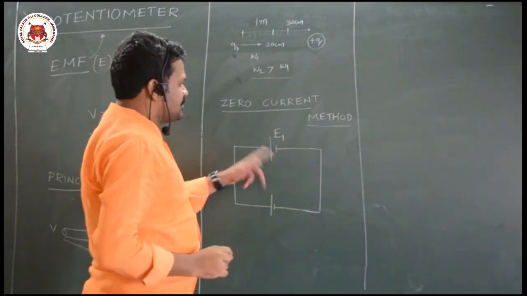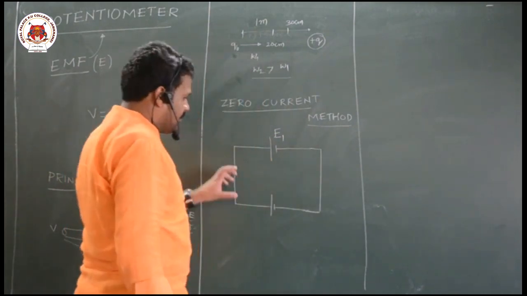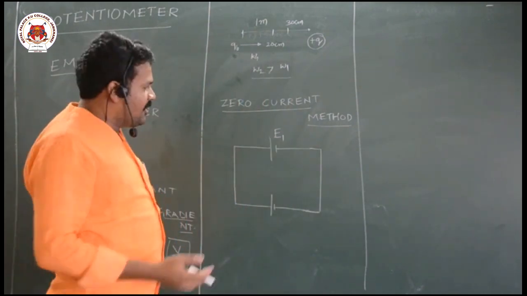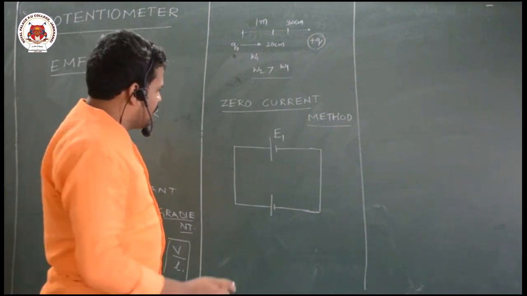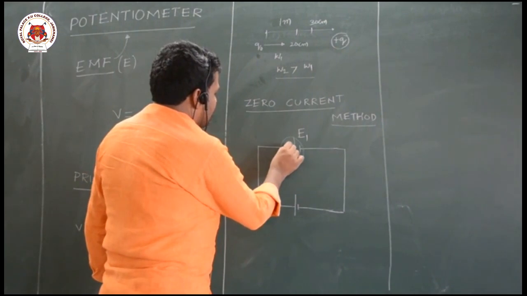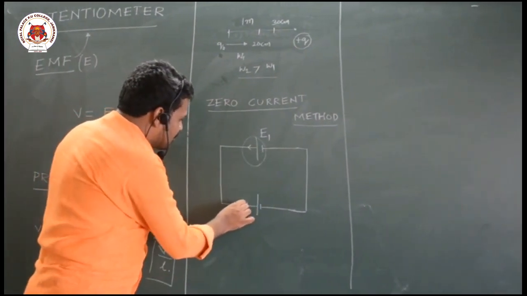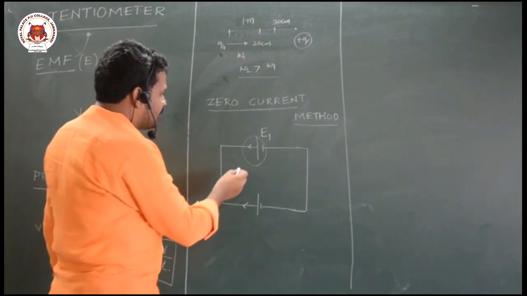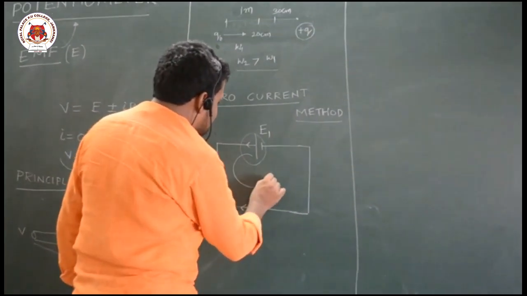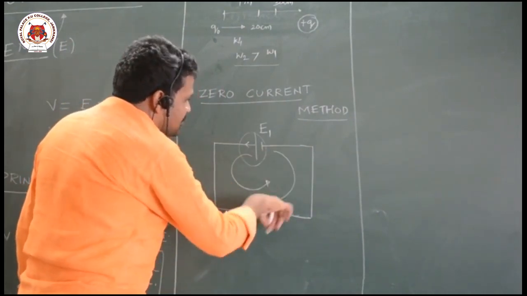The current in this circuit, I am measuring it by using a galvanometer. In this I fixed one galvanometer and I am measuring the current. Now if you see this cell, current from this cell will come in this direction. Current from this cell also will come in this direction. So one current from the first cell is in clockwise direction. The current from the second cell is in anti-clockwise direction.